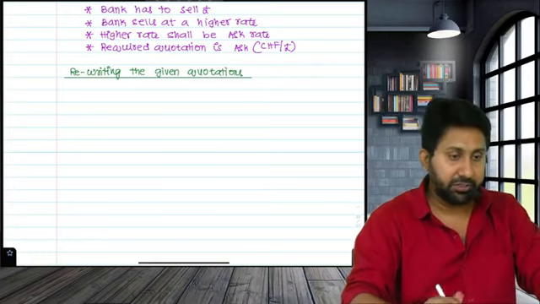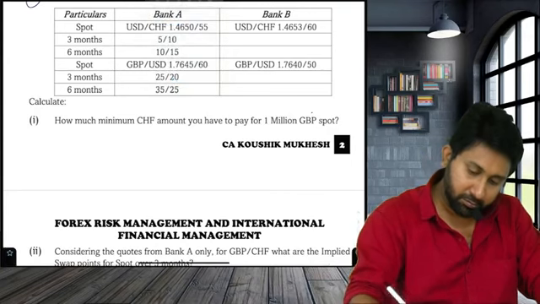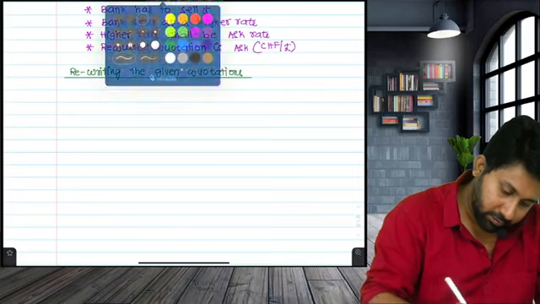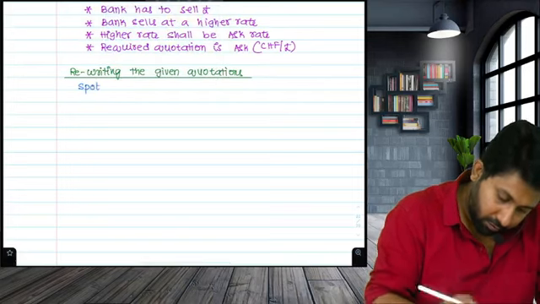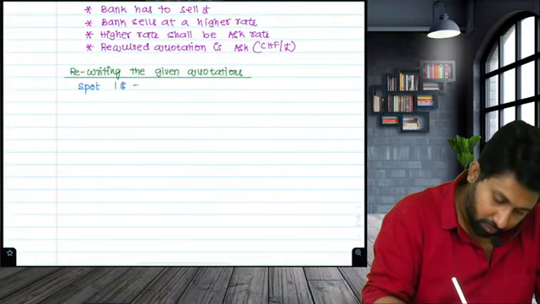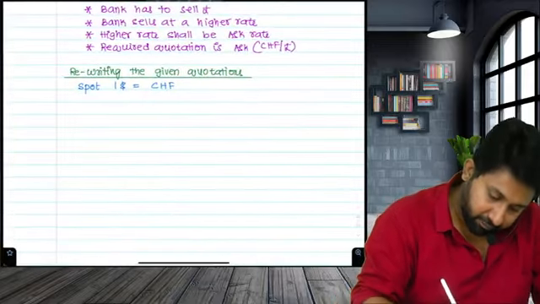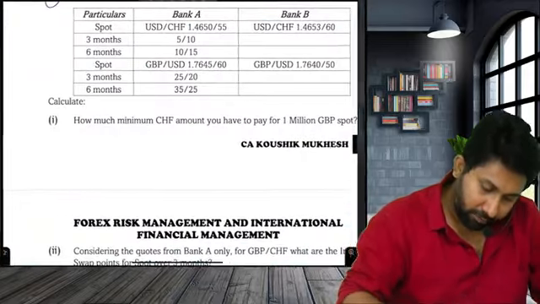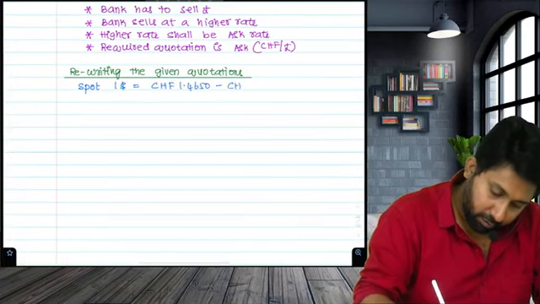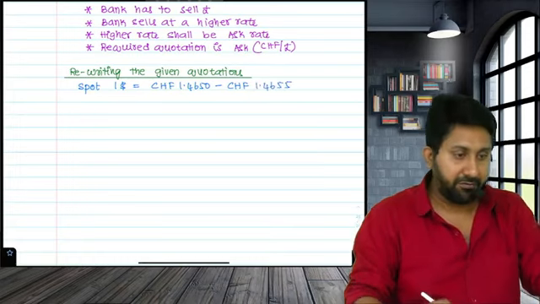Rewriting the given quotations. Let us see. Spot rate, $1 equal to CHF 1.4650 dash 1.4655.